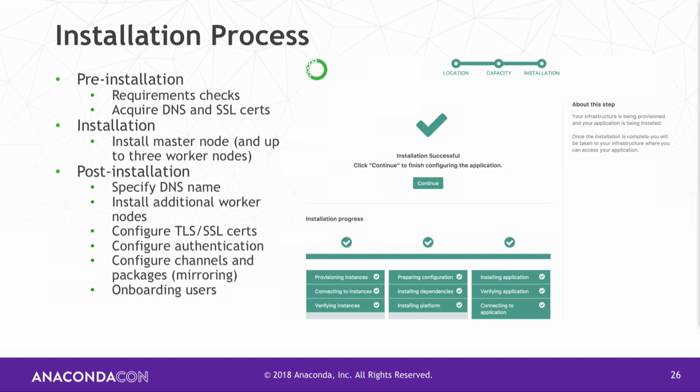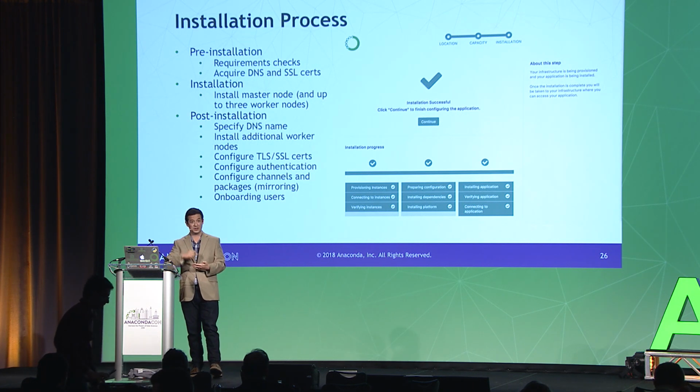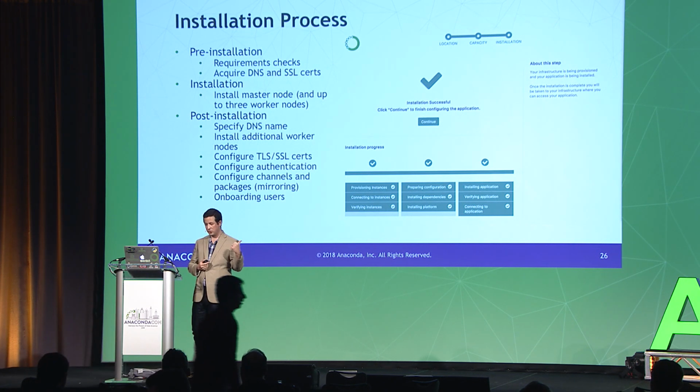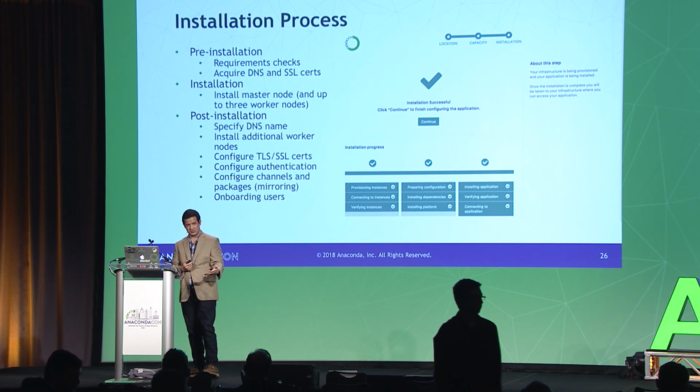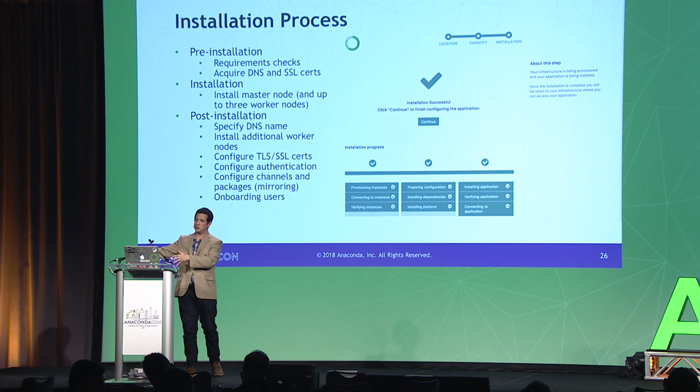For the installation itself, initially you can choose between 1 and 4 nodes. At any time after that, you can grow your cluster along with your usage. So post-installation, it's basically one step. You say, this is the DNS name that I'm using, and we take care of the rest. At that point, you can install additional worker nodes. There's a single command. I'll show that later. You configure your TLS certificates, configure your channels, and this is the point where you want to decide how you're going to consume Anaconda packages via mirroring, and then onboard the users and get them spun up, with the right role-based access control mapped to your organizational needs.